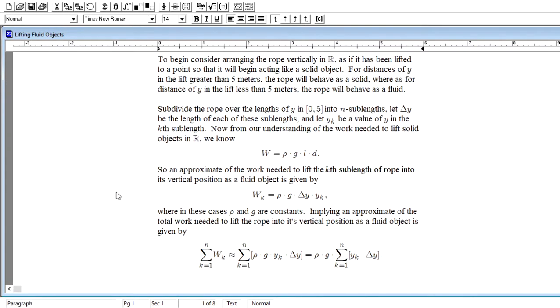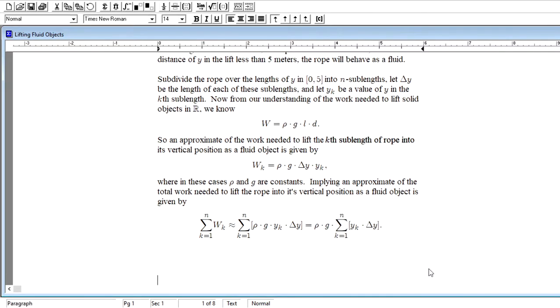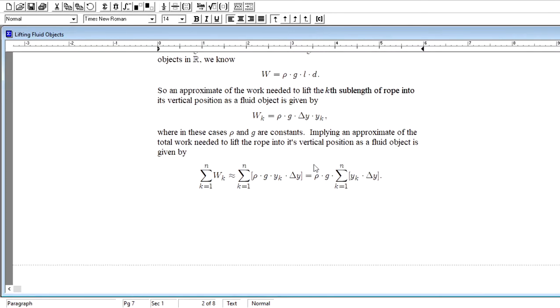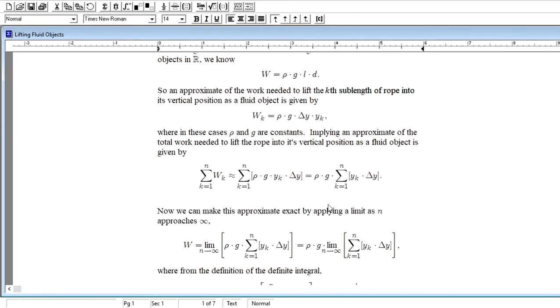Implying an approximate of the total work needed to lift the rope then could be given by this summation seen here, where rho and g being constants can be factored outside of that summation, and we can work with what we see here on the right hand side. To make that calculation of work exact, we apply a limit as n heads to infinity.